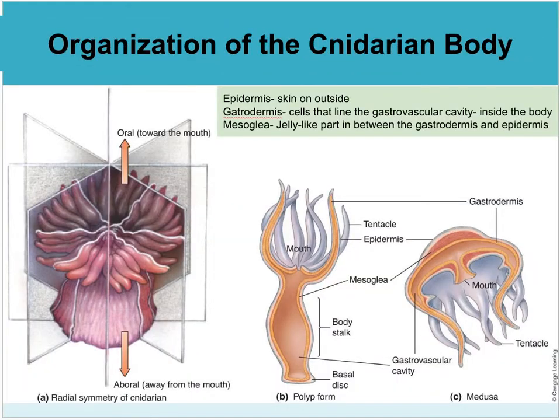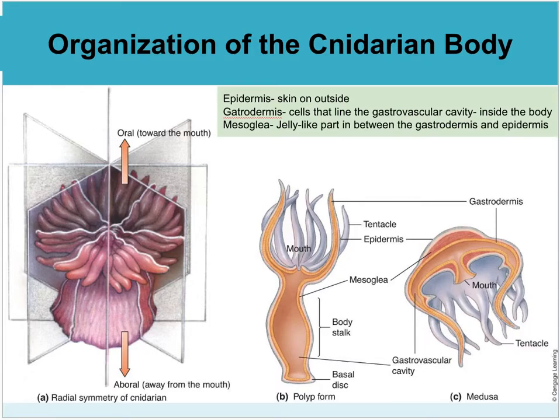So, with the organization of cnidarians, it's important to know the body shape or what it looks like. They generally have a skin on the outside and a gastrodermis, which are cells that line the gastrovascular cavity on the inside, and then a mesoglea, which is a jelly part, and the majority is the mesoglea on the inside, which is where they get their name jellyfish.